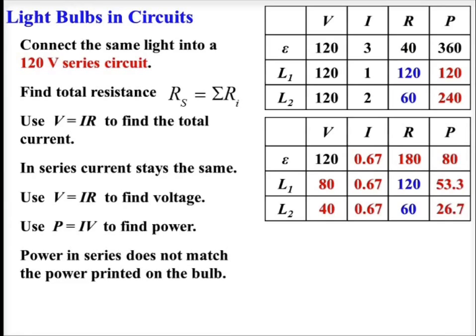Now here you can see that the power in series does not match up with the power printed on the bulb. Like we said, it would be 120 and 240. Again, resistance is the only thing that remains constant.